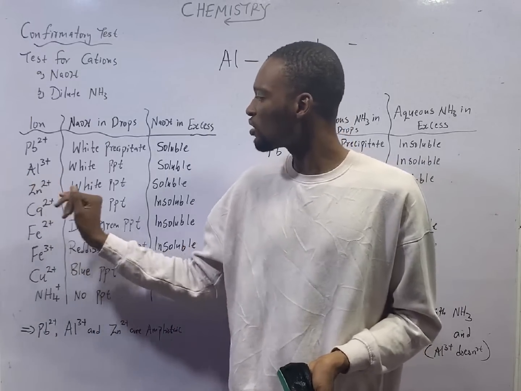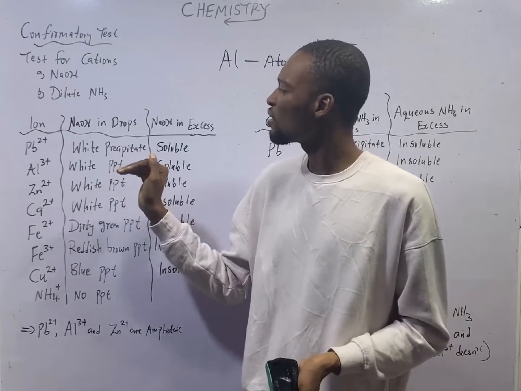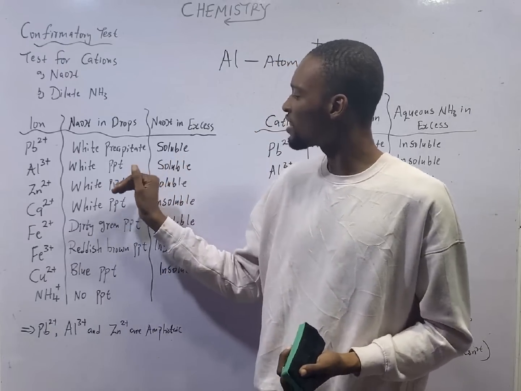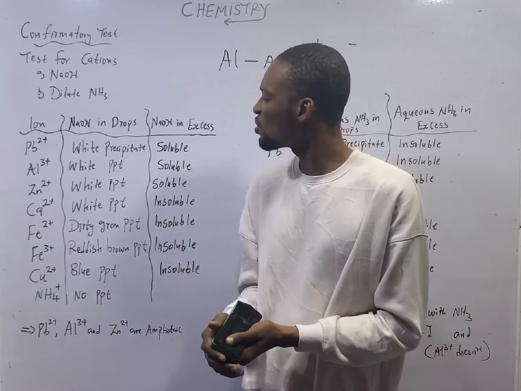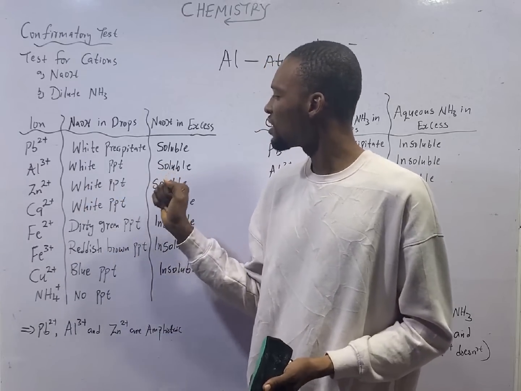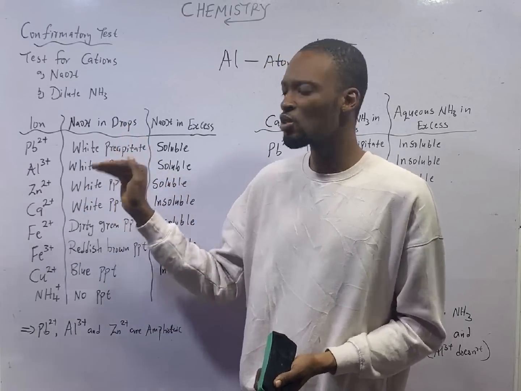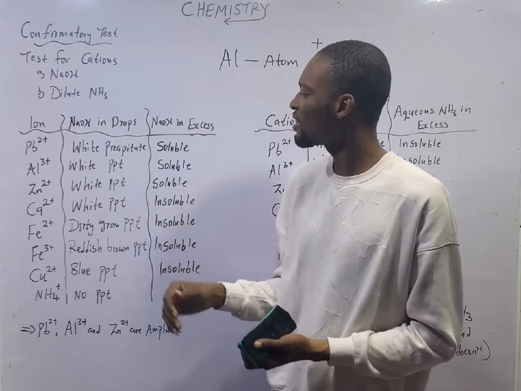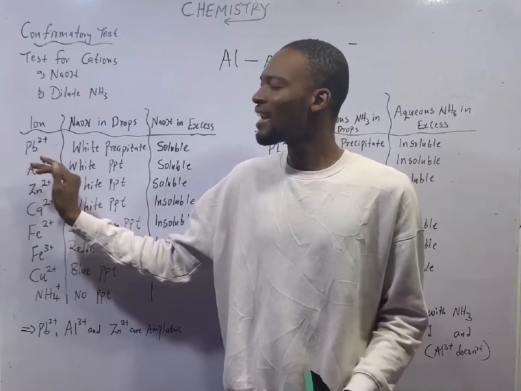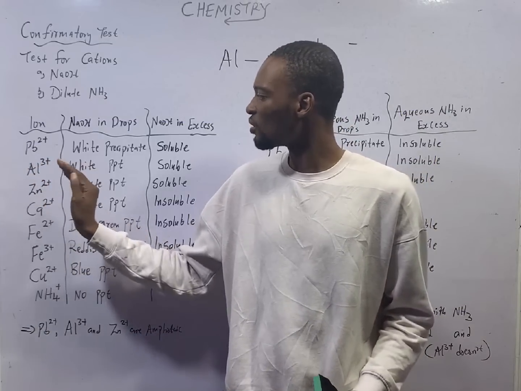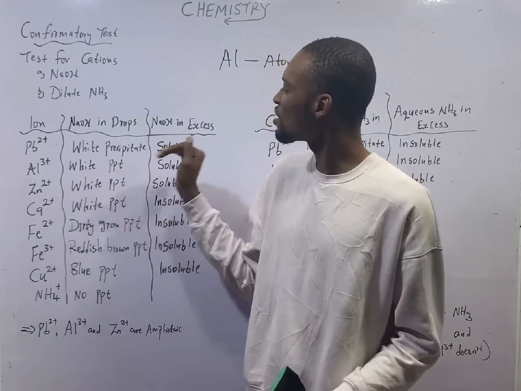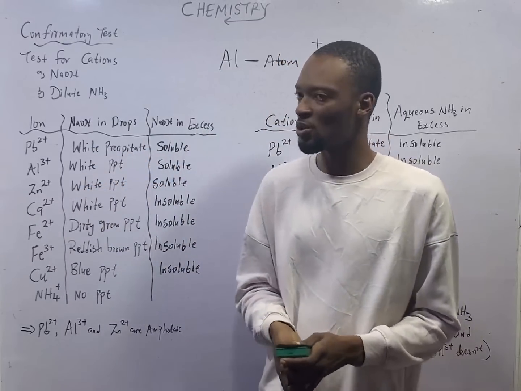Now, aluminium ion forms white precipitate with drops of sodium hydroxide, and this precipitate is soluble in excess sodium hydroxide. Zinc ion forms white precipitate in sodium hydroxide drops, and in excess sodium hydroxide, this precipitate is soluble. Lead ion, aluminium ion, and zinc ion give us the same result. They all form white precipitate which is soluble in excess sodium hydroxide.